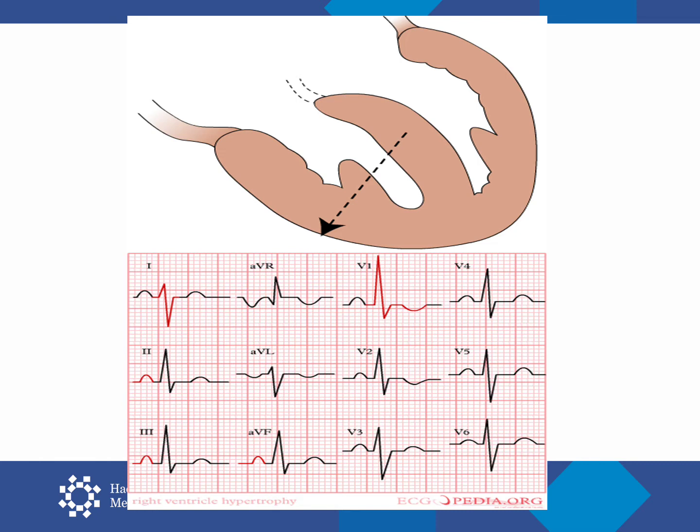Look at the V1 lead, shown in red. There is a large positive deflection for V1. Notice also that the negative deflection in L means right axis deviation. This is typical in right ventricular hypertrophy.